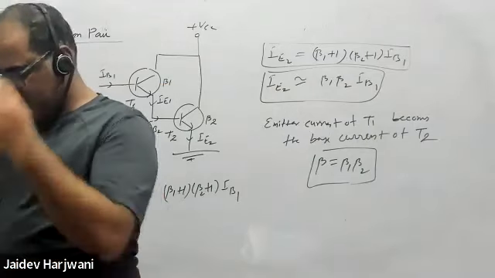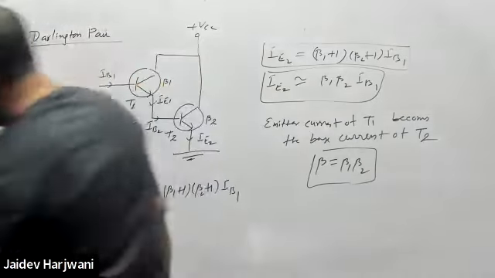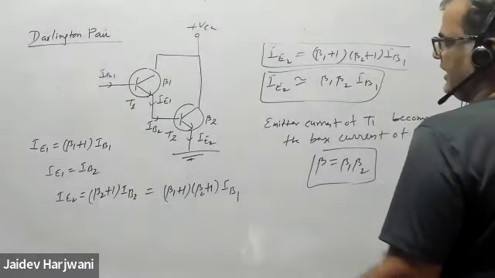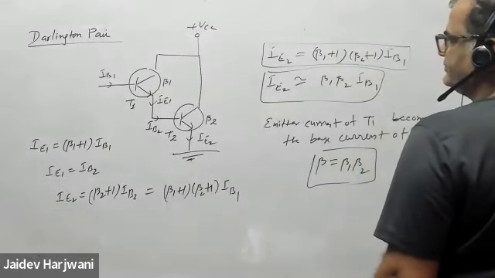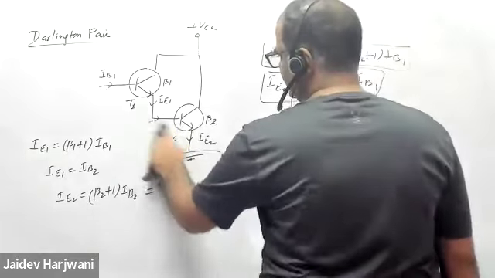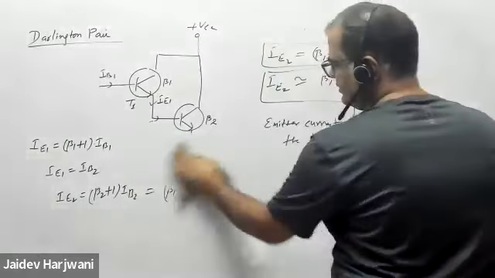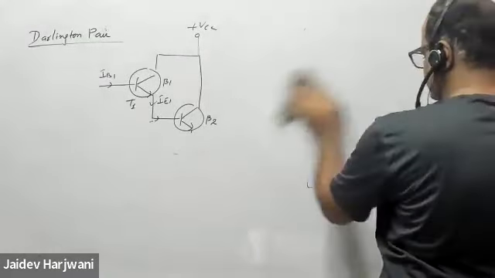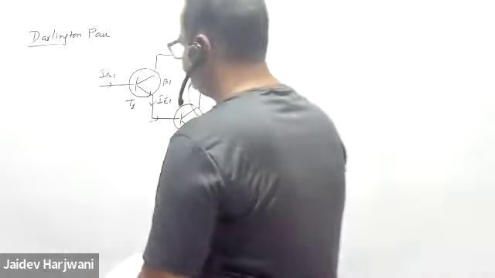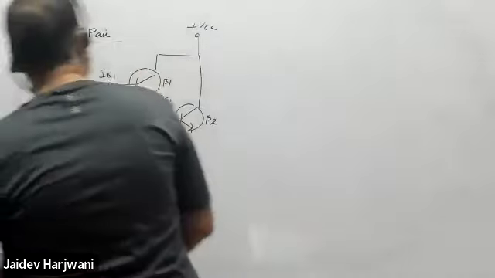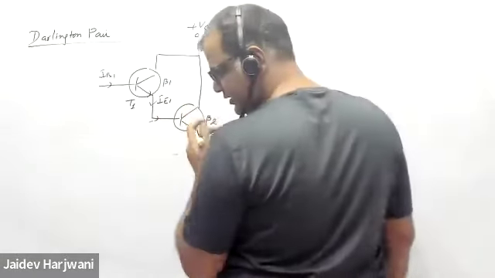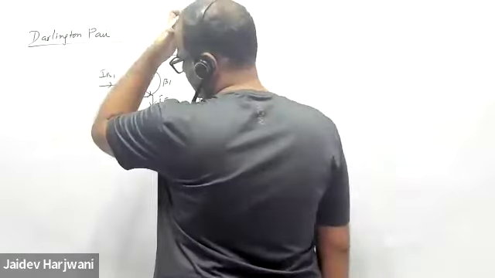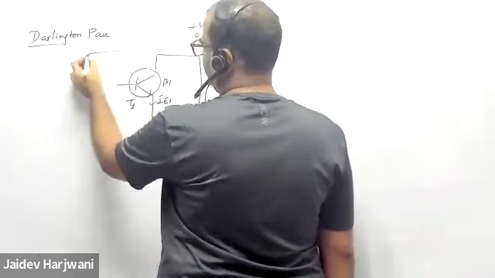Now let us see one problem based on this pair. Let me design one circuit based on this. I'm erasing this one. Say I have a circuit, say VCC is 15 volt, and here I have a voltage divider circuit.